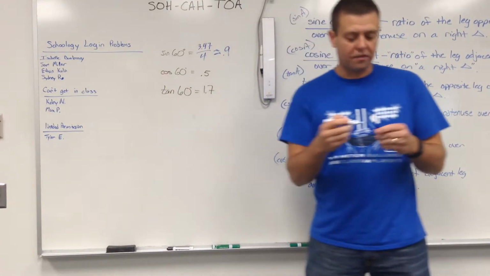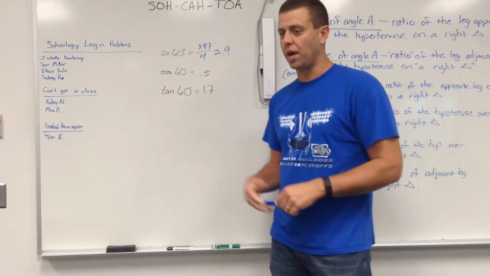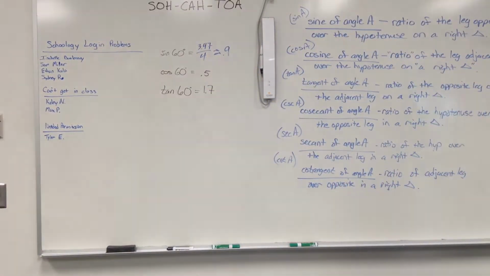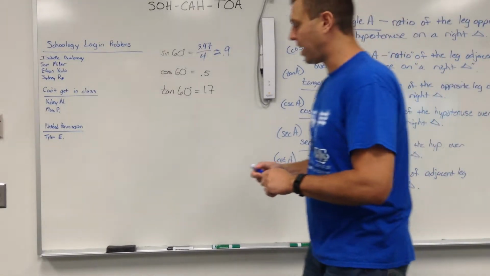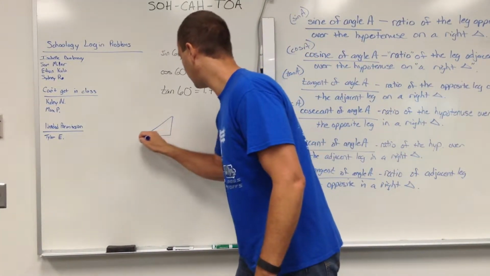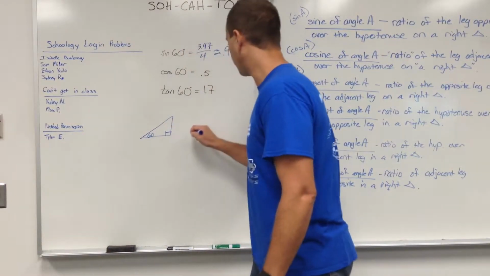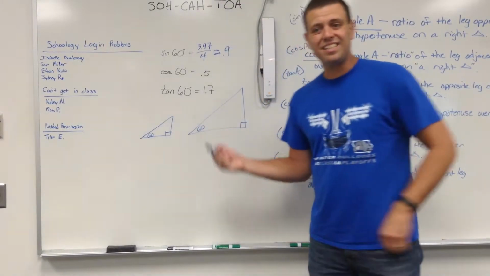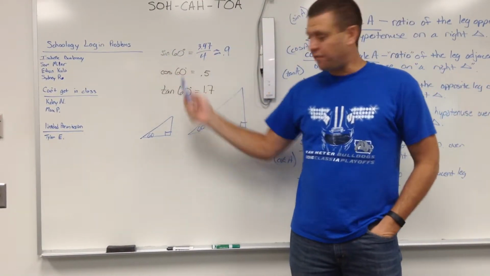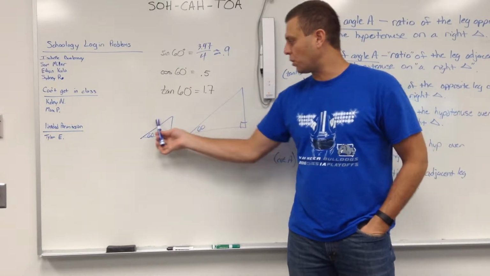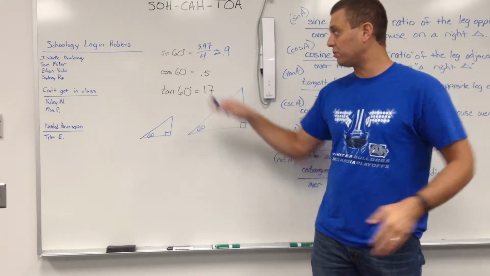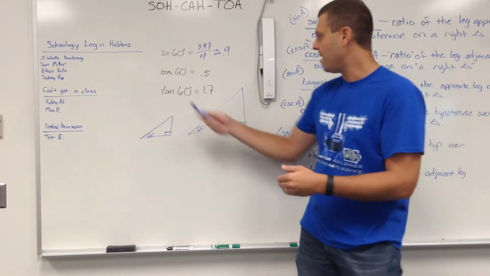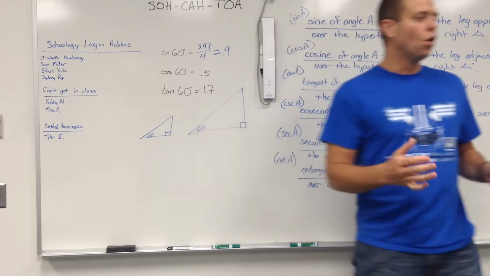When you guys did the cosine of that 60-degree angle, when you did adjacent over hypotenuse, you got about 0.5. Okay? So it didn't matter whether you had a small triangle or a large triangle. The sine of that 60-degree angle, opposite over hypotenuse, always ended up being about 0.9. The cosine always ended up being about 0.5. The tangent always ended up being about 1.7.